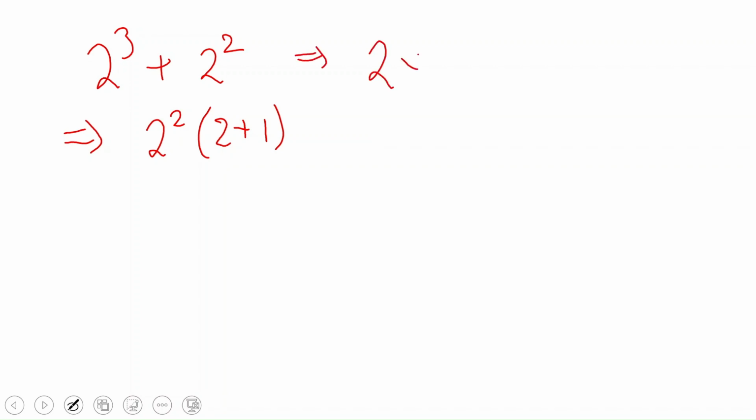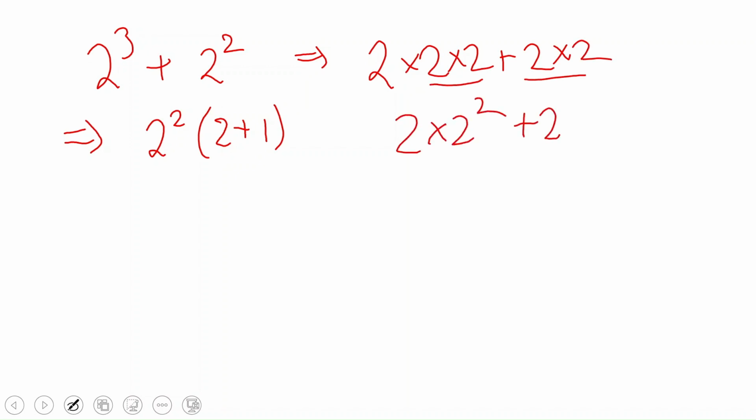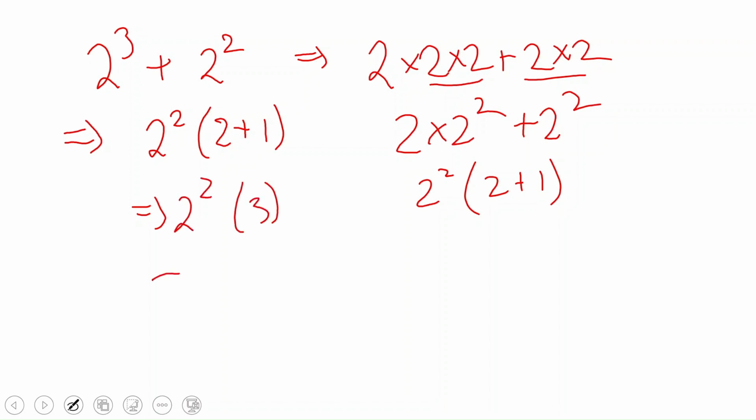This is nothing but 2 into 2 into 2 plus 2 into 2. And we can take this and this common, which is nothing but 2 into 2 squared plus 2 squared. Then you take 2 squared common, 2 plus 1. So this will just end up being 2 squared into 3, which is nothing but 12. So this might be an easier way to simplify exponential equations, I guess.